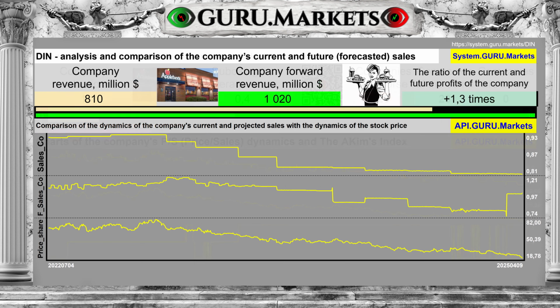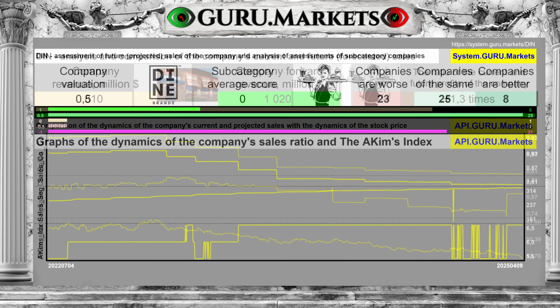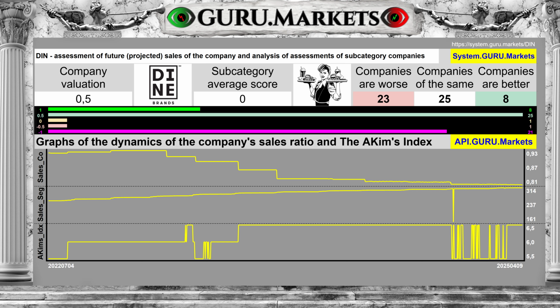Revenue for the last 12 months was $810 million. Forward revenue for the next 12 months is expected to be $1,020 million, which is 26% more than the current figure. Assessment of the estimated future sales indicator in comparison with the indicators of companies in the subcategory: good, 0.5 points.